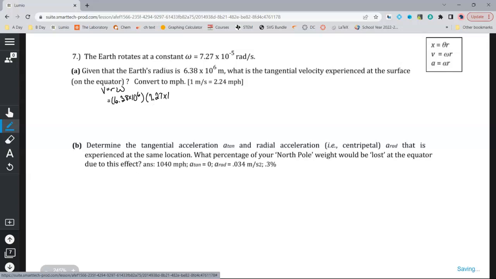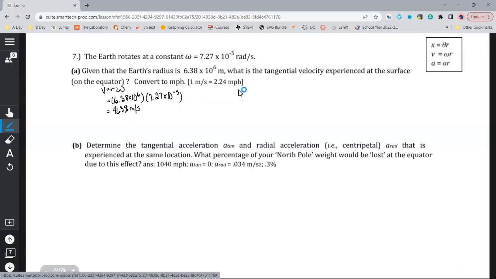7.27 times 10 to the negative 5th. That is going to give us somewhere around 463.8, and that's going to be in meters per second once we put that in the random number generator.